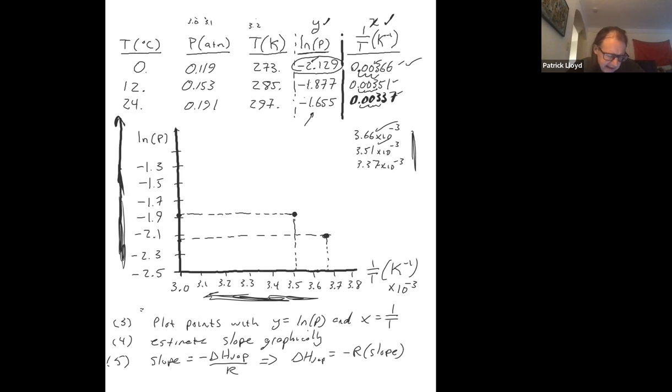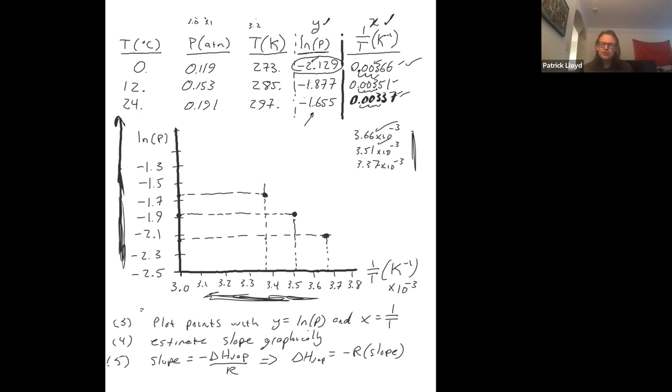Third point, negative 1.655. So negative 1.6 would be right there, and 655 would be halfway down from there. So negative 1.655 corresponds to 3.37. Okay, so there's our 3 points.